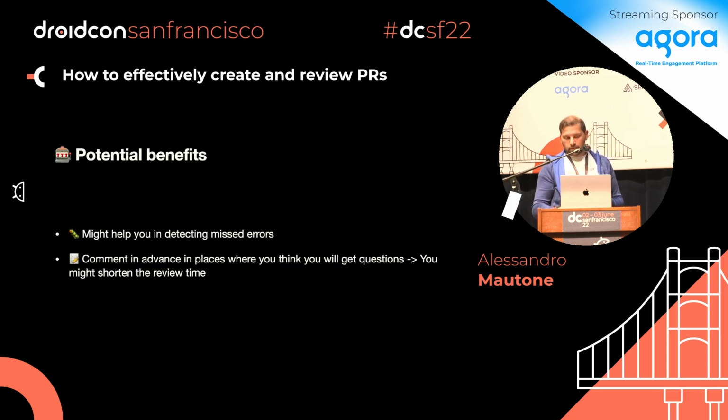The potential benefits are that you are going to detect some errors. And another really nice thing that we try to do in our team is comment in advance in places where we think something will trigger questions or is not clear enough. Maybe it's a tricky part of the code, or maybe the reviewer is missing context. In those cases, you can comment in advance. In the best case, you're going to have a question already answered. In the worst case, you just lost a minute commenting something. But usually it's very useful. So yeah.